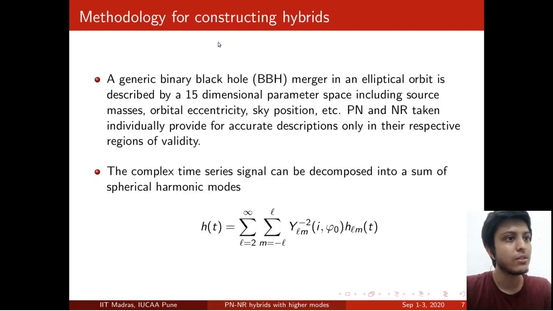Now, a binary black hole merger description requires a 15-dimensional parameter space, including both intrinsic and extrinsic parameters, like the individual masses of the binary black holes, the spin of the black holes, and the sky coordinates like the RA and DEC, spherical angles, the distance to the source, etc. All of which can be written in terms of a complex time series in the plus and cross polarizations. Here we can see we are conveniently decomposing this as a sum of spin-weighted spherical harmonics and the strain from the individual modes l m. From theory, we know that the leading contribution to the complex strain comes from the l equals m equals 2 mode.